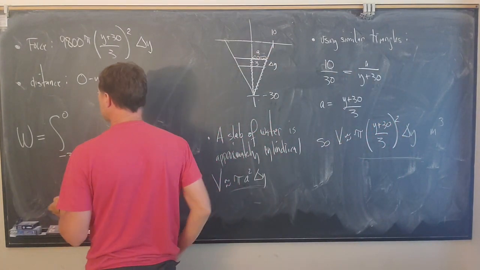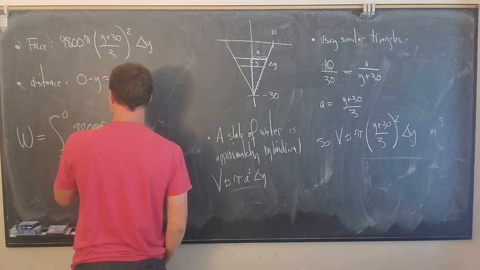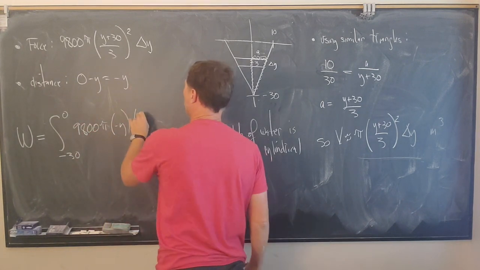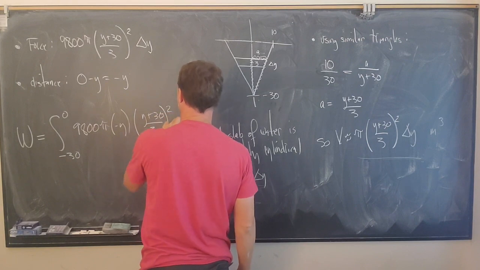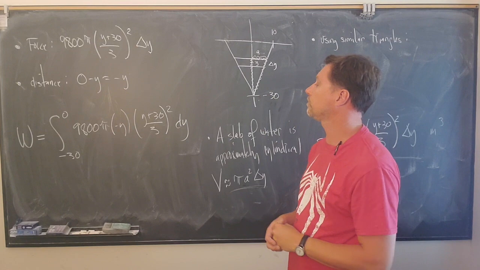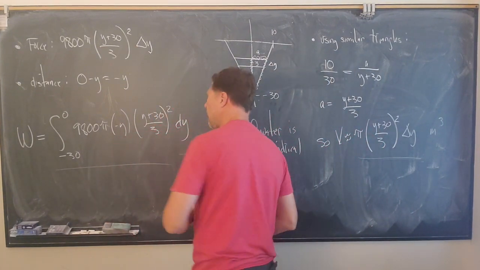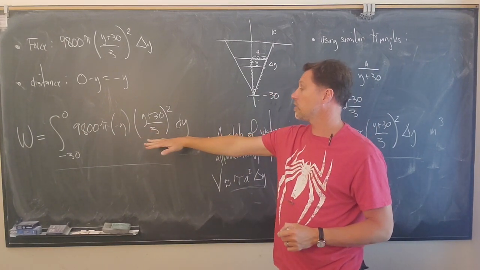And then it's force times distance. So it'll be 9,800 times pi. I'm going to insert my negative y right there. Then we'll have y plus 30 over 3 squared. That delta y in the integral becomes a dy. Integrate this. That's going to give us the work. And I just care about the setup here, so hopefully everybody understands the setup.